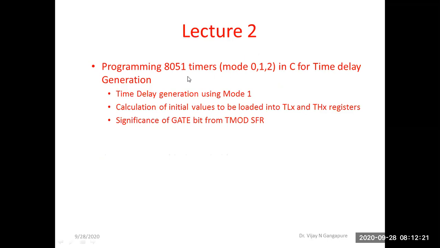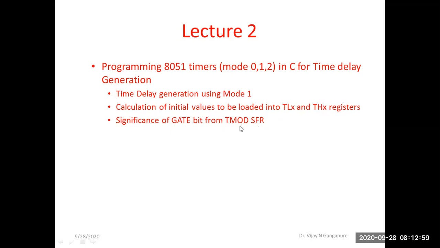Now we are moving towards next lecture, that is lecture number 2, in which we are going to study programming 8051 timers in C for time delay generation, especially by using mode 1. First, we will see how to generate time delay, what are steps involved in time delay generation using mode 1. Then we will see calculation of initial values to be loaded into TLX and THX registers, means either TL0, TH0 or TL1, TH1 registers for a desired time delay.